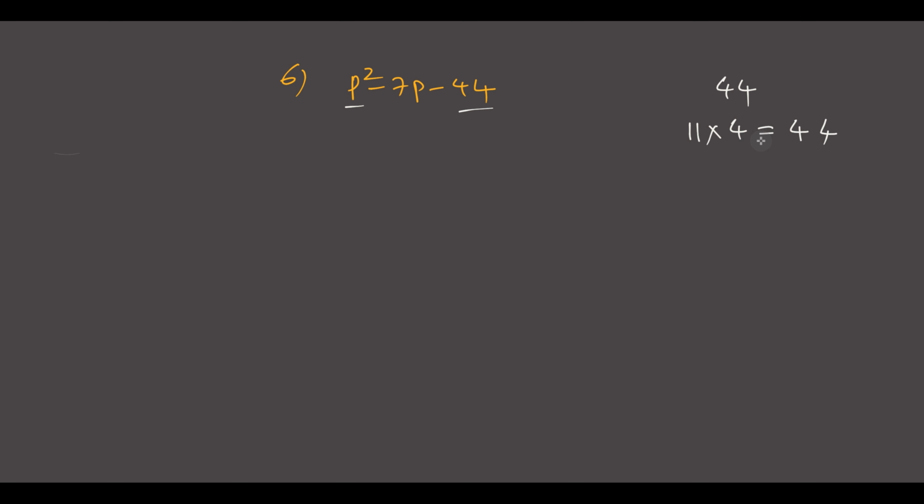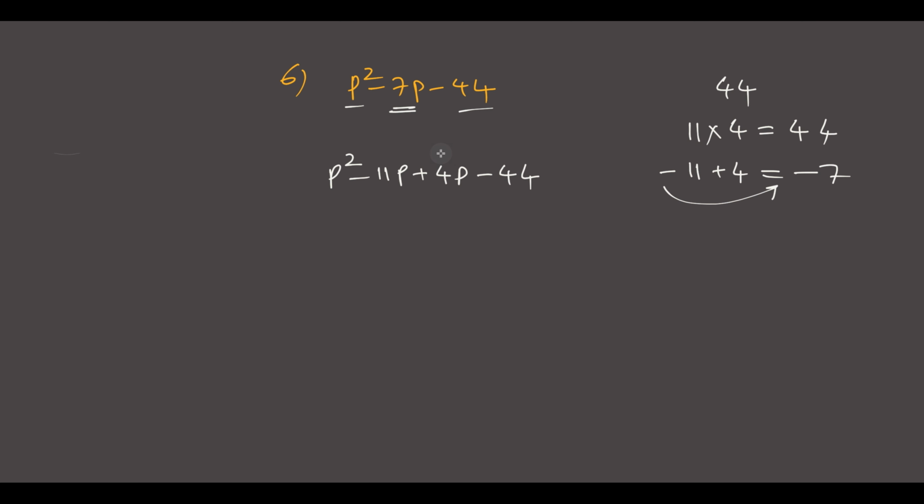Now can you subtract or add in such a way that you get the middle number? Okay, how can we get it? Minus, since the bigger number is negative, because we have to get the symbol as minus. Minus 11 plus 4. If we add or subtract like this, we have to take the sign of the bigger number, which is minus, and 11 minus 4 is 7. So this is going to be the middle number. Now I'm going to replace the middle number: p square minus 11p plus 4p, and the remaining 44 as it is.